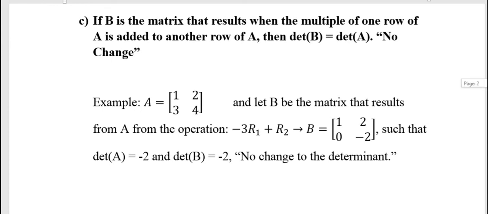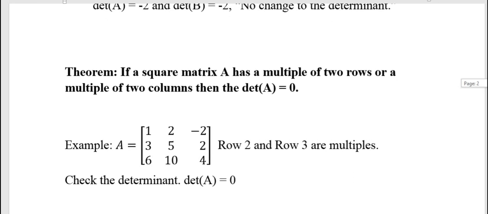Now here's where the work begins. I made mention of this above, but just want to make it formal. If a square matrix A has 2 rows or 2 columns that are multiples of each other, then you get for free the determinant is equal to 0.